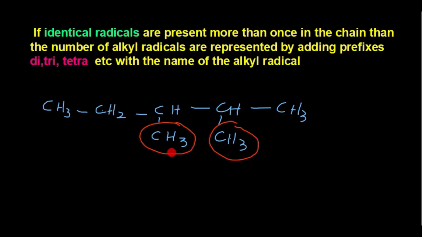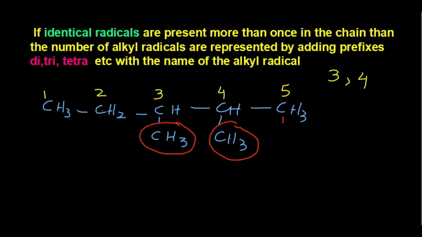So same types of two radicals are there. So we use the term di. Now which radicals are there? Methyl. So we will write dimethyl. Now we'll number the parent chain to specify the position of these radicals on the parent chain. If we do the numbering from left hand side, 1, 2, 3, 4, 5. Here we can notice first methyl radical is attached with carbon number 3 and the second methyl radical is attached with carbon number 4.